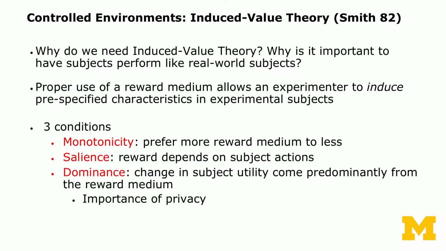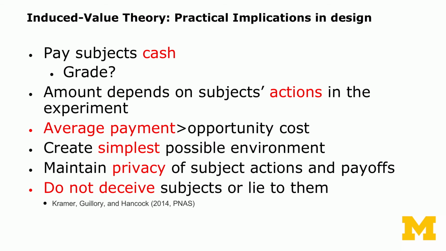If we go back to the three conditions, it would violate dominance because the changes in subjects' utility come from not just the reward medium, but also the relative position of how I perform compared to others. So you have to be very careful when you pay subjects grades, grade points. The amount a subject earns in the experiment should depend on the subject's actions in the experiment. It also means that the average payment should be higher than the opportunity cost. That will ensure that the subjects would actually want to come and participate in the experiment.